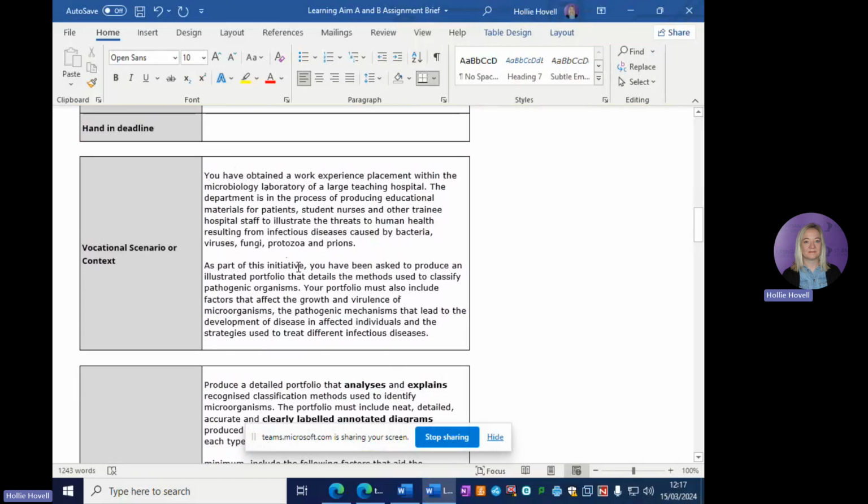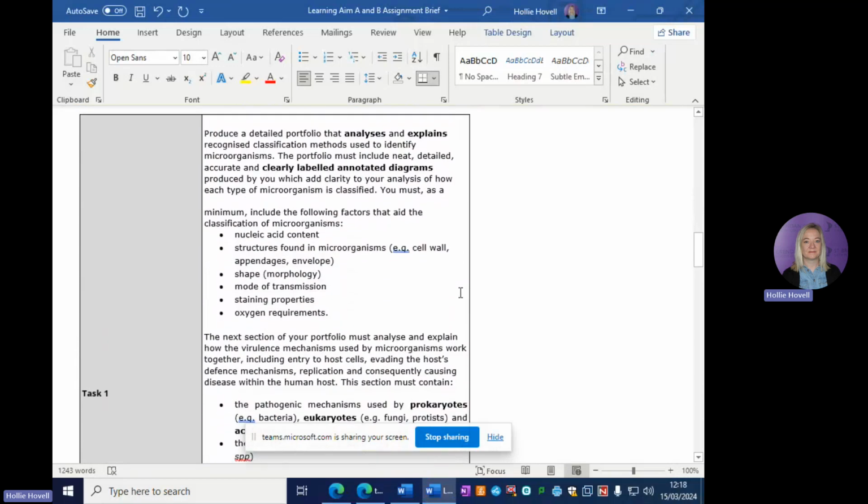As part of this initiative, you have been asked to produce an illustrated portfolio that details the methods used to classify pathogenic organisms. Your portfolio must also include factors that affect the growth and virulence of microorganisms, the pathogenic mechanisms that lead to the development of the disease in infected individuals, and the strategies used to treat different infectious diseases. So we're still on that work experience placement, and we're now producing this write-up.